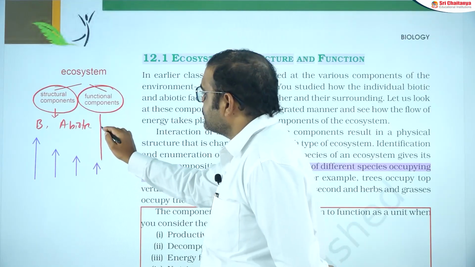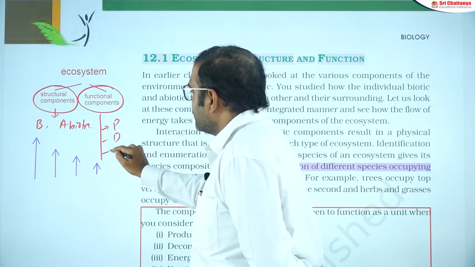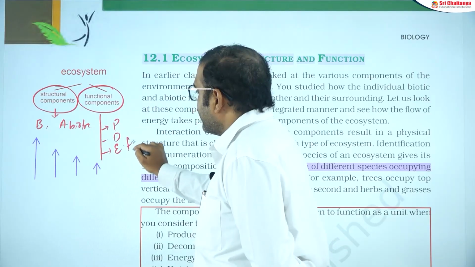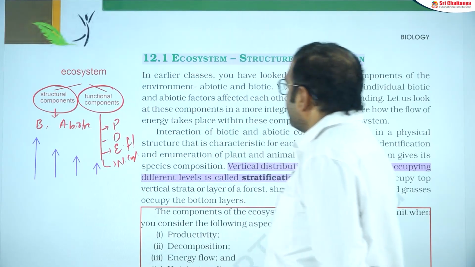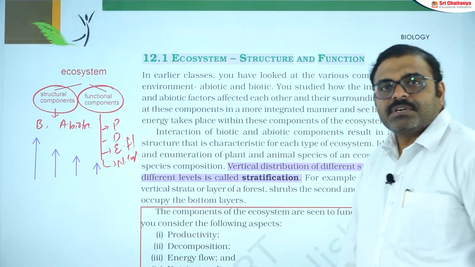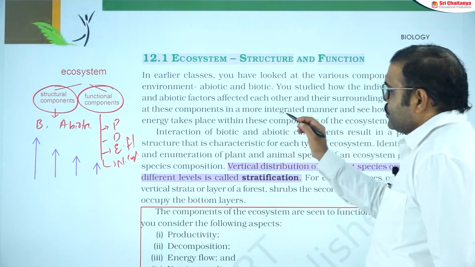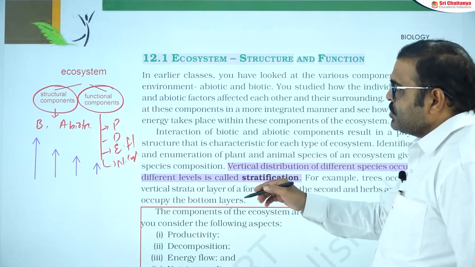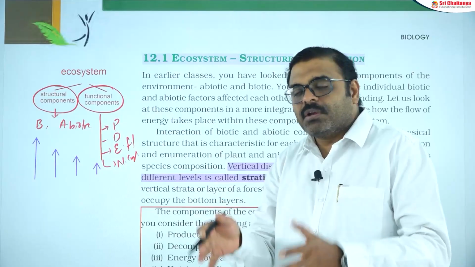Functional components of the ecosystem are productivity, decomposition, energy flow and nutrient cycling. Now in this connection you need to know, to understand one ecosystem, you must know what the biological and abiological, biotic factors all together involved in it are.